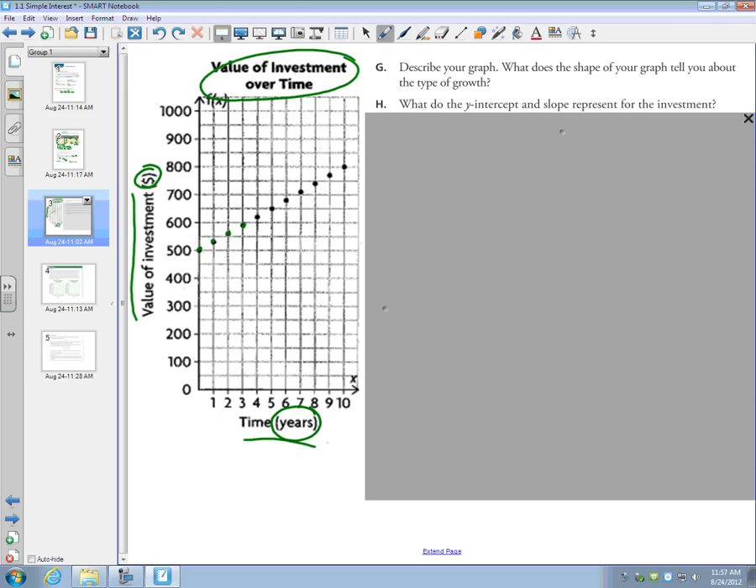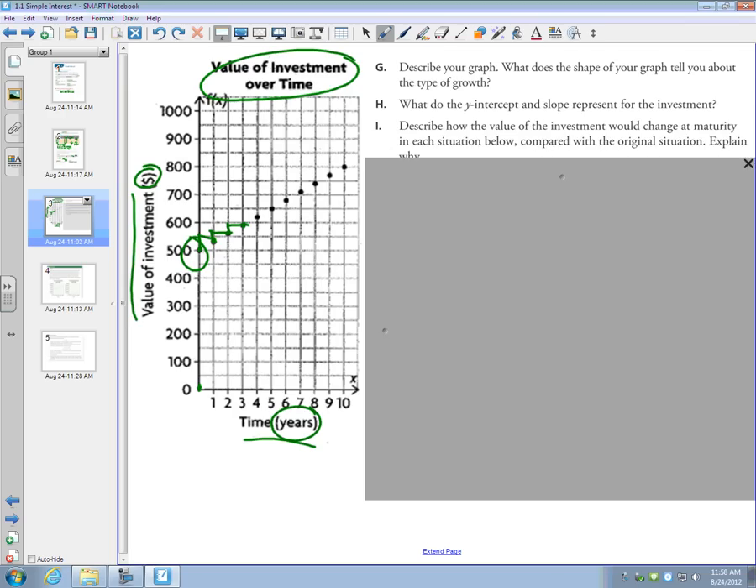So here's our y-intercept. Well, that's our principal. That's what we started with. Our initial investment at time 0 was $500. What does the slope tell you? So what does the rise and the run? Well, it looks like we rise 30 and we run 1 year. What does that tell us? The slope is 6% of the principal. That's how much interest we make each year. Okay.